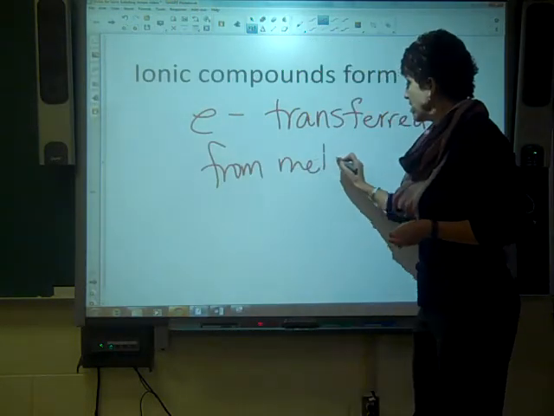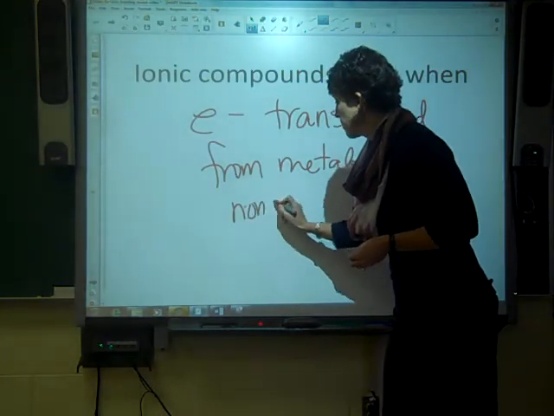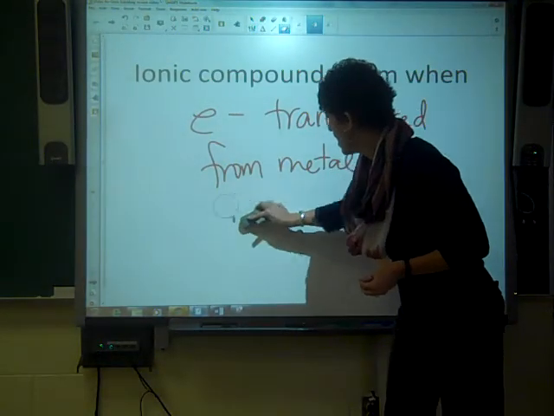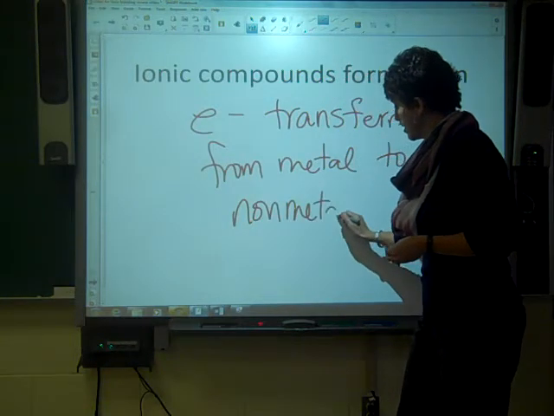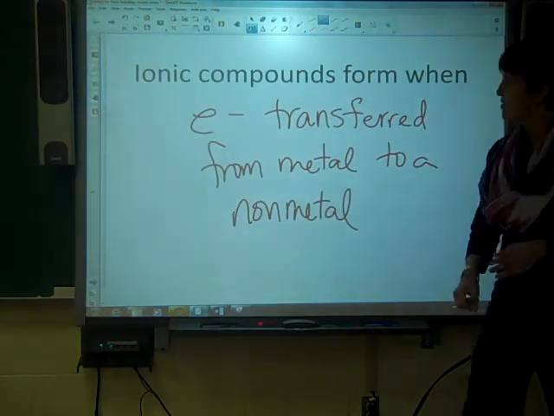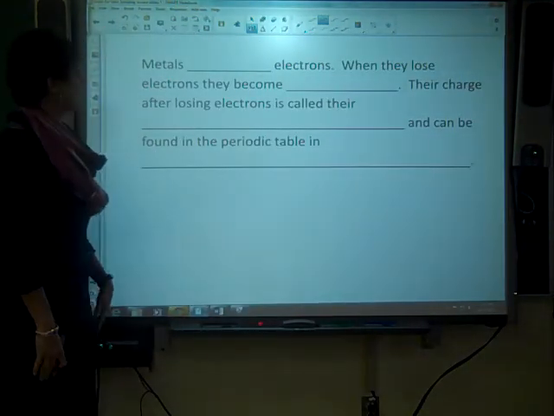from a metal to a nonmetal. Whoops, non-metal. So there's our basic definition. So then we can get right into the metals versus the nonmetals.